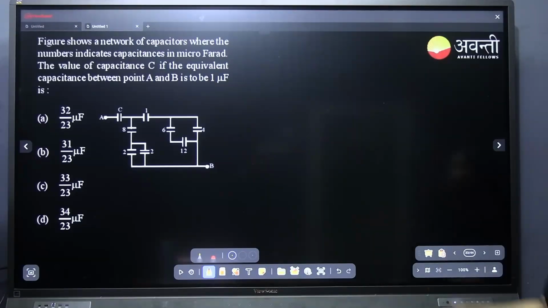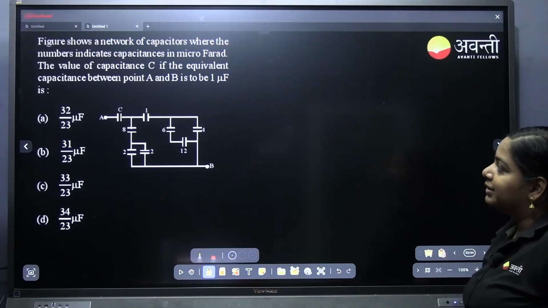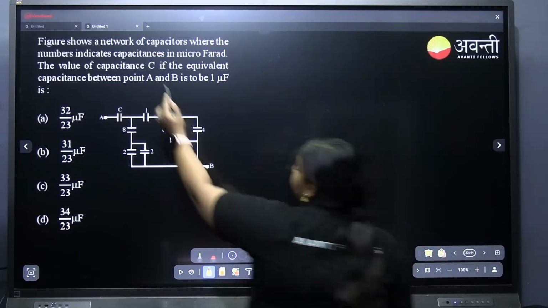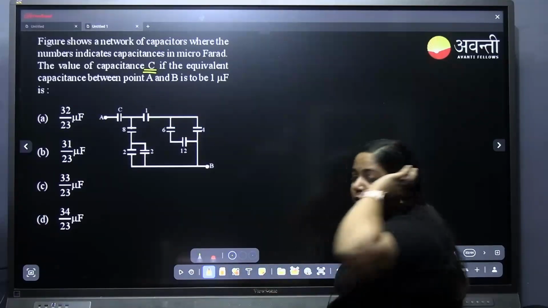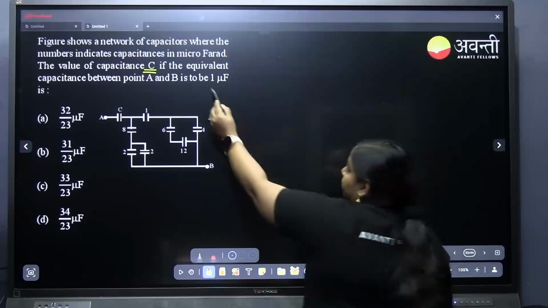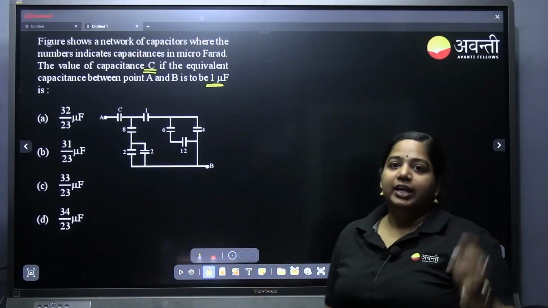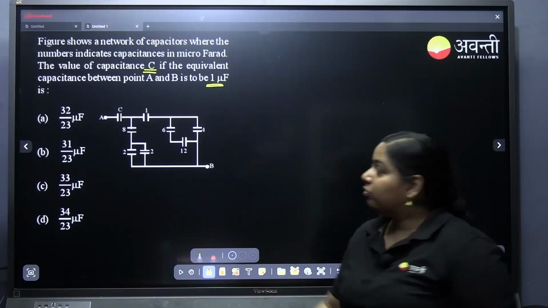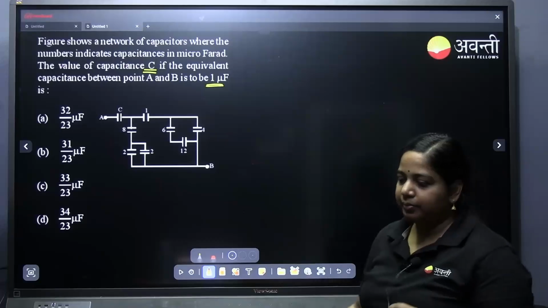Next one is a combination of capacitors. The question is, what should be the value of C so that the equivalent capacitance between A and B is 1 mu F? Between A and B, the capacitance is given as 1 mu F. For that, what should be the value of C? That is the question.